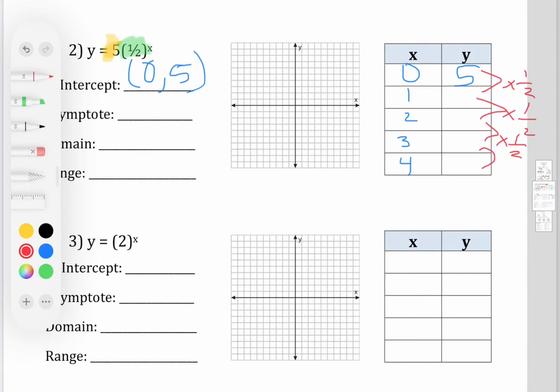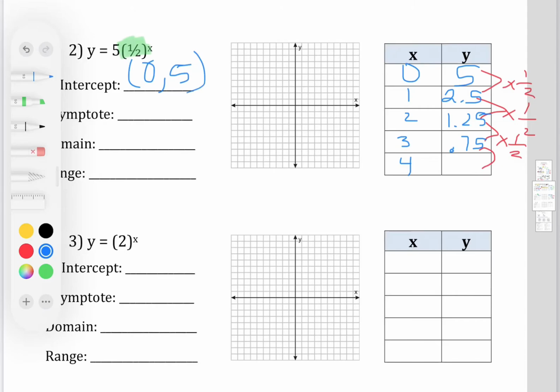Each thing times 1/2. So half of 5 is the number 2.5. Half of 2.5 is the number 1.25. Half of 1.25 is the number 0.75, I think. And half of 0.75, so you can go to a calculator and double check that. So these numbers are getting smaller because our multiplier for this one is a fraction. So they're cutting in half.